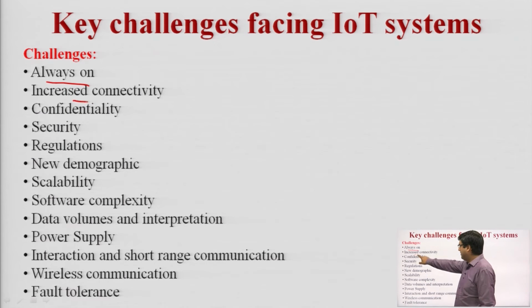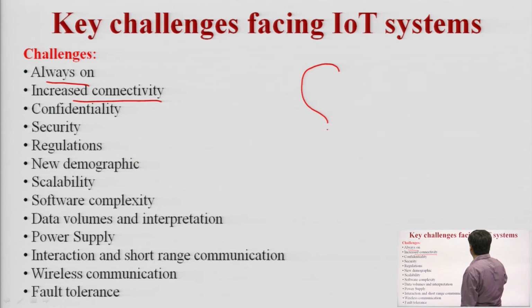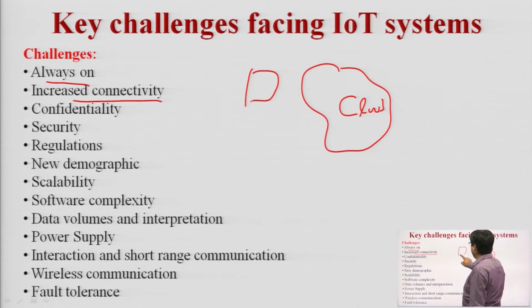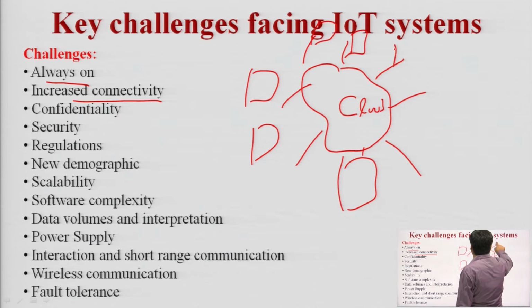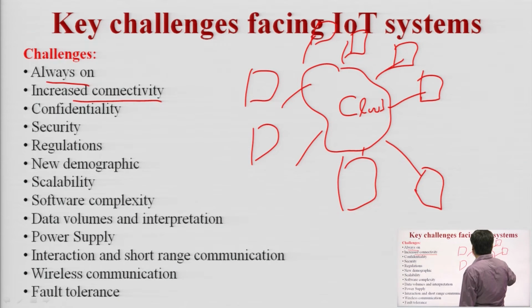Increased connectivity. Connectivity means connectivity among the devices is increasing. For example, this is the cloud, and we are connecting millions of devices. If we connect millions of devices, connectivity increases day by day. So, this is also an issue. The number of devices is increasing, and they are connected to the cloud, so connectivity is increasing. If the connectivity is increasing, we have to take care of its security.